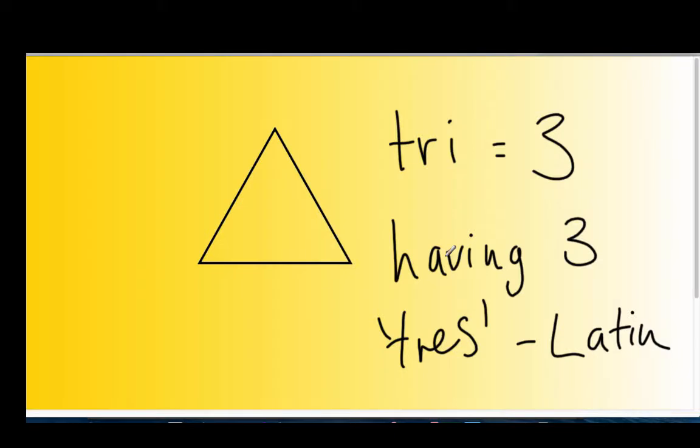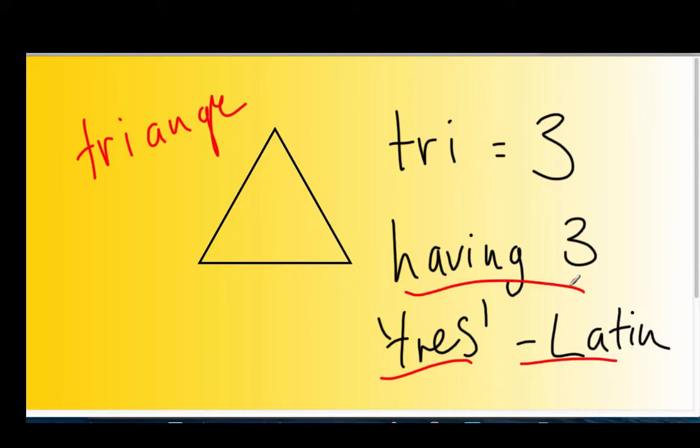Let's look at this first shape. It is a tri, which comes from the Latin tres. And of course, I bet you know this. This is of course a triangle, and it comes from the word tres, which is in the old language Latin. It means having three. Okay, let's move on.